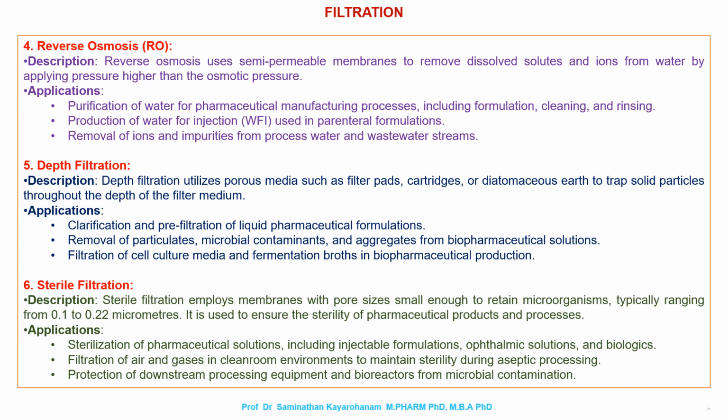6. Sterile filtration. Description: sterile filtration employs membranes with pore sizes small enough to retain microorganisms, typically ranging from 0.1 to 0.22 micrometers. It is used to ensure the sterility of pharmaceutical products and processes. Applications: sterilization of pharmaceutical solutions, including injectable formulations, ophthalmic solutions, biologics. Filtration of air and gases in cleanroom environments to maintain sterility during aseptic processing. Protection of downstream processing equipment and bioreactors from microbial contamination.